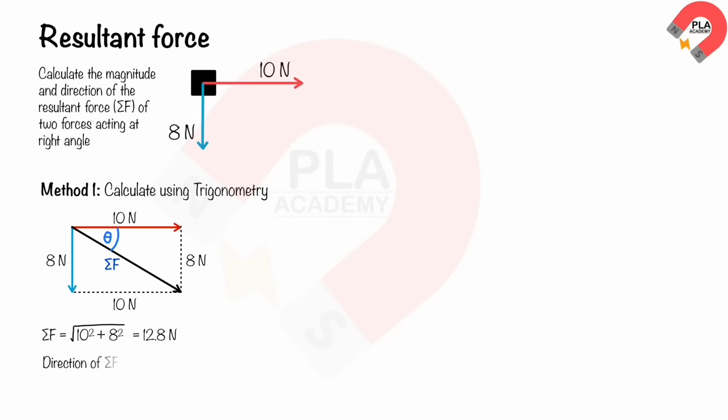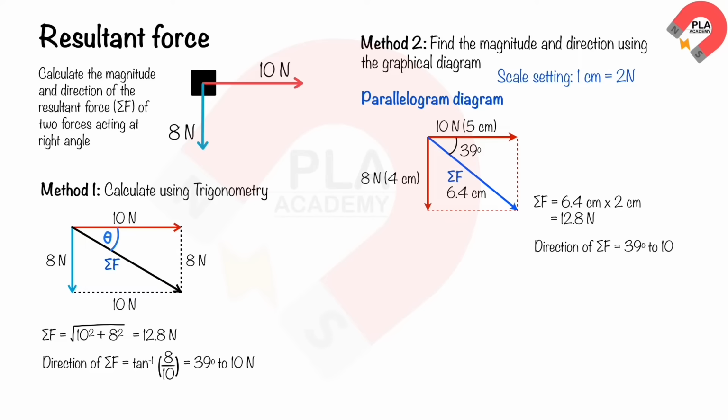Measure the length of the resultant force. So, the magnitude of the resultant force is 6.4 centimeters times 2 newtons equals 12.8 newtons. Measure the angle between the 10 newtons force and the resultant force. So, the direction of the resultant force is 39 degrees to the 10 newtons force.